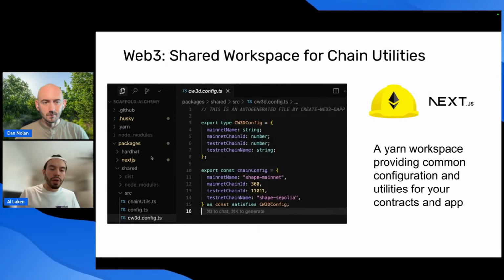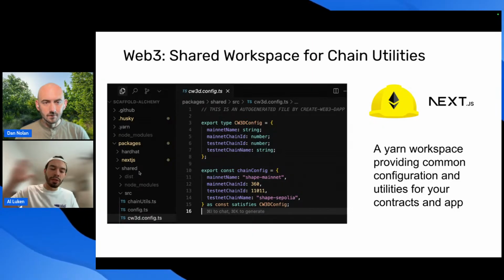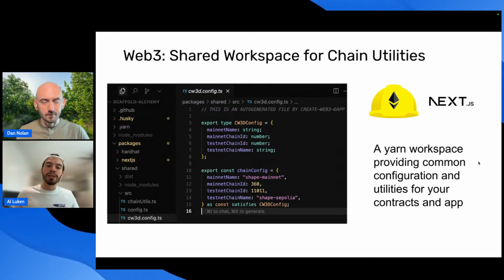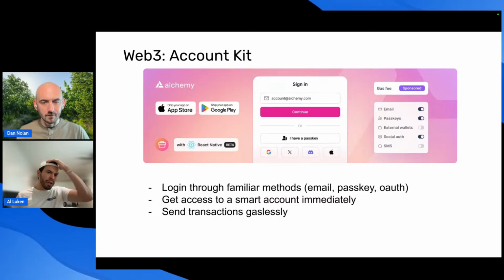You see here, we've now closed the Hard Hat package, all the smart contract stuff, and we have a Next.js package. And again, my bad, there are 3 packages that this comes out with. This is actually a recent change, so that's why my brain defaulted to 2. It used to be just Hard Hat and Next.js, but now there's a shared folder, which is a shared workspace for the chain utilities. As I mentioned, it's a Yarn workspace providing common configuration and utilities for your contracts and app. It makes it really easy to centralize everything instead of having everything all over the place as in some chaotic development flows.